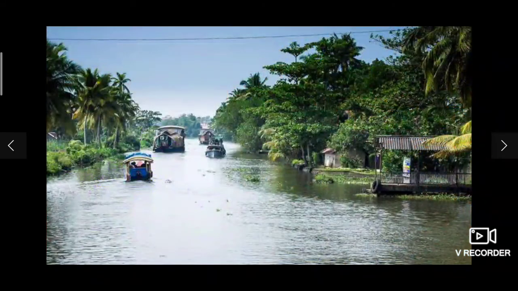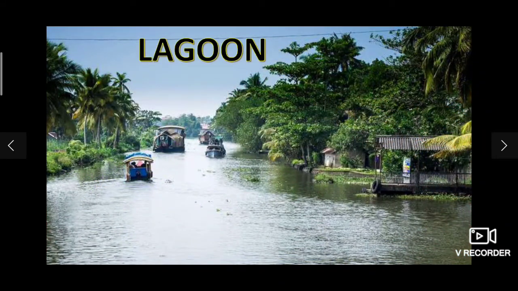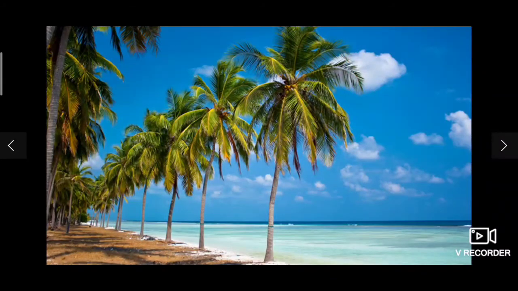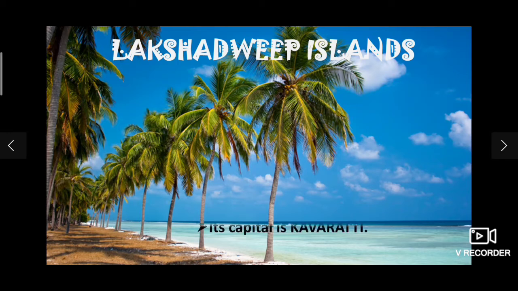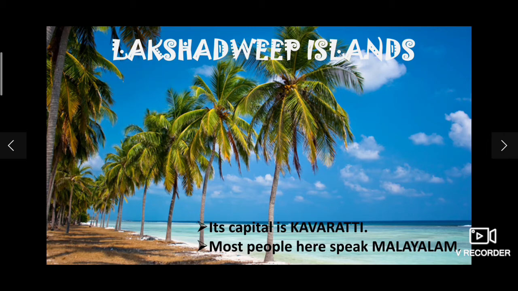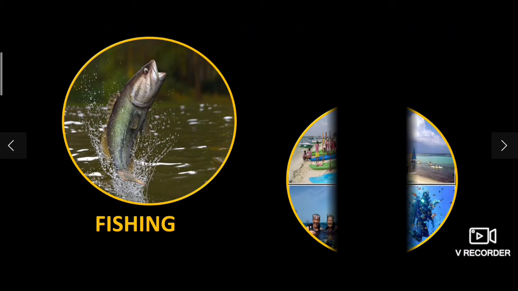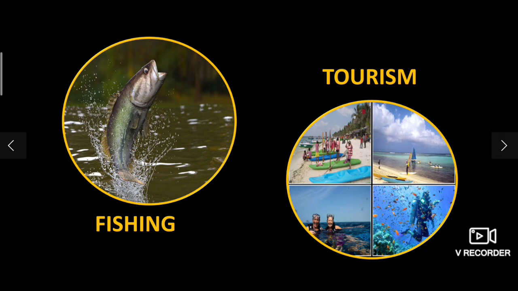You know, Kerala has a large number of lagoons or backwater. And what are lagoons? They are saltwater lakes which get cut off from the sea. Lakshadweep Islands. Its capital is Kavaratti. People of Lakshadweep mainly speak Malayalam. Fishing and tourism are the important industries here.